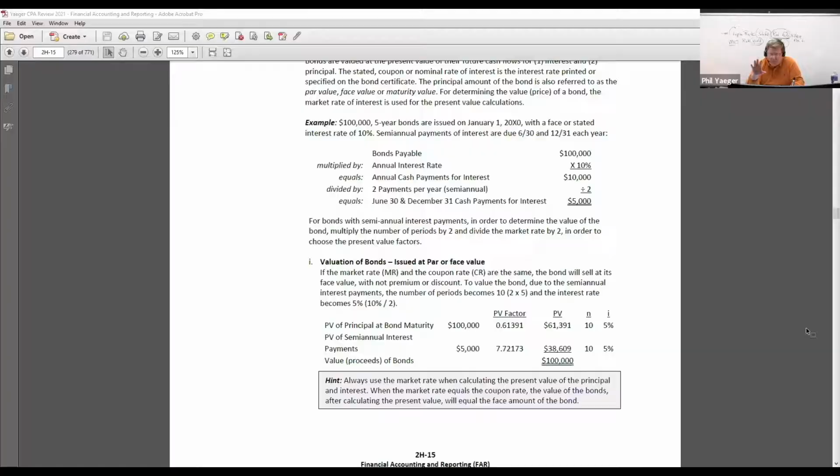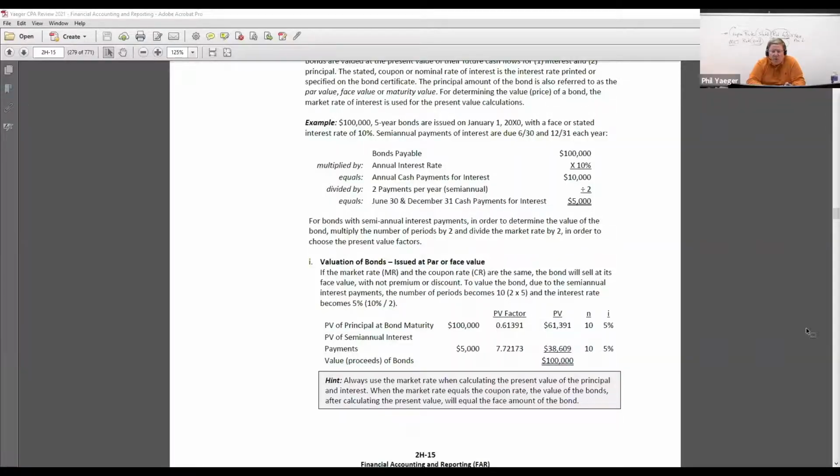Is the yield rate the same as the stated rate? Yes. Let me ask you a question. If the yield rate and the stated rate are the same, we're going to issue those bonds at what? At par. At cost. The face value of the bonds. Par value, yeah.